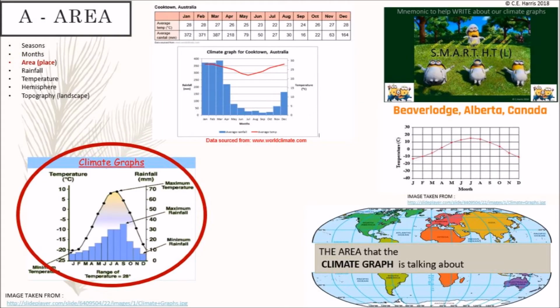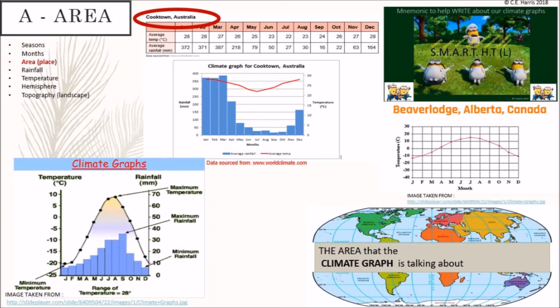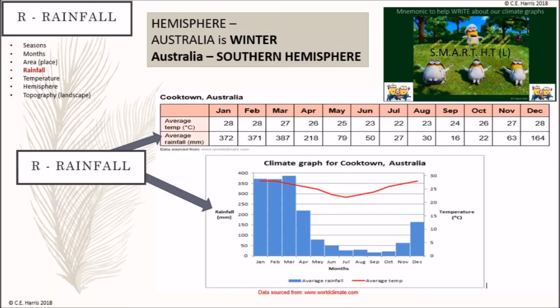The A part of our mnemonic for SMART is area. We know from our pretest that the climate graph we were given did not include the area or place where the information had come from. These examples, however, clearly show the area or place that the climate graphs refer to. The R of our mnemonic stands for rainfall. As you can see on the information table, the rainfall has been documented for the months of the year. The rainfall is represented on the graph by the columns in blue.